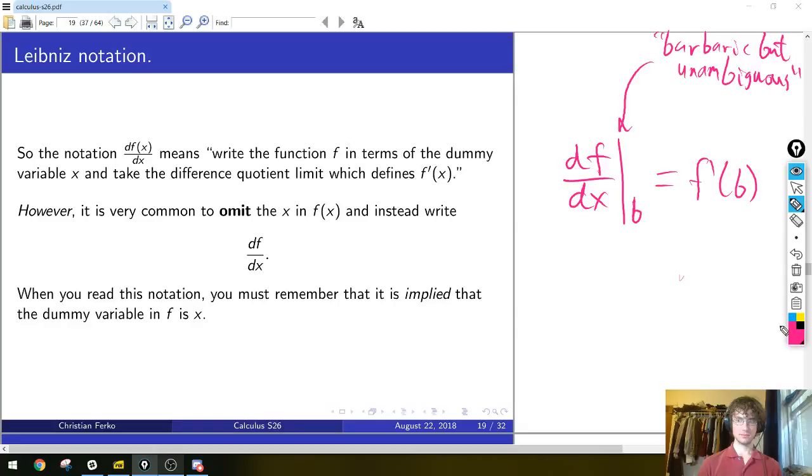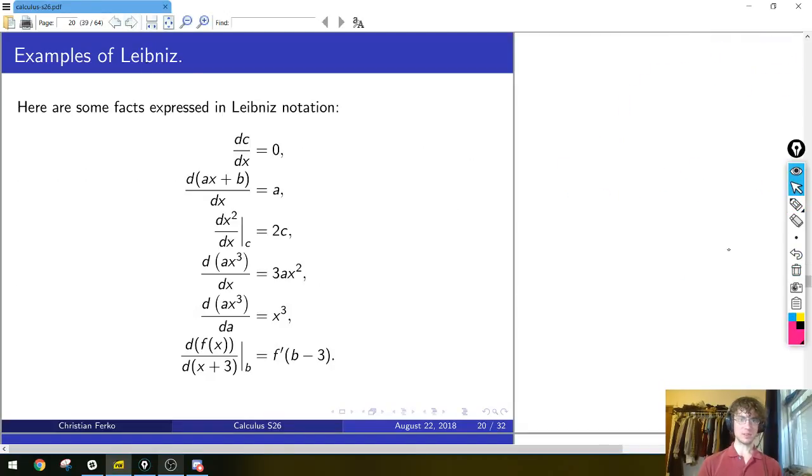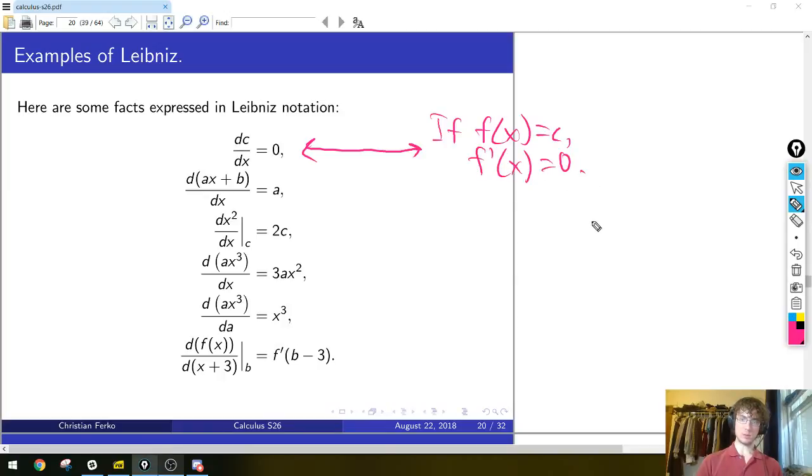I do not have any questions. All right, then I will give some examples of facts in Leibniz notation. So we can convert all of these, which I'll ask you to do more of in the next slide, we can convert all of these Leibniz facts into statements in prime notation. So if I wanted to convert the statement dc dx equals 0 to prime notation, I would say something like if f of x equals c, then f prime of x equals 0, right?